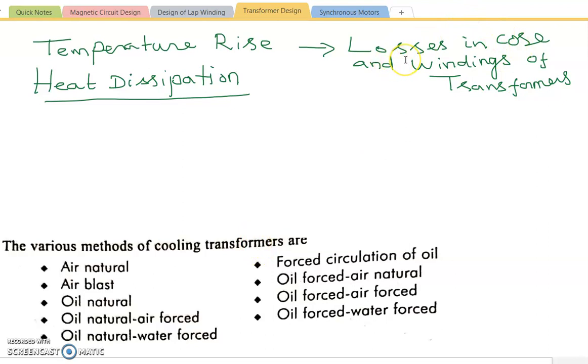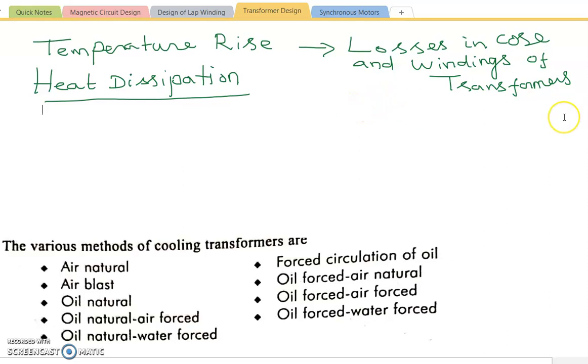Okay, so the first one: losses in the core and winding of the transformer are produced because the transformer is going to be almost in operation for 24 hours. So even though the transformer is not loaded, no load losses will be developed in the transformer for 24 hours. So the transformer losses will always be there, especially in a distribution transformer. So that heat will be developed in the transformer.